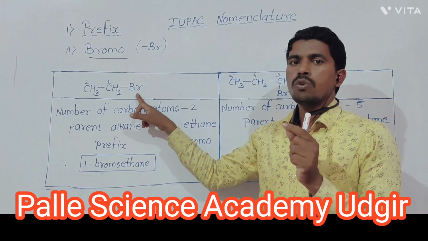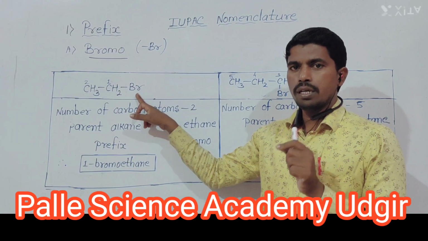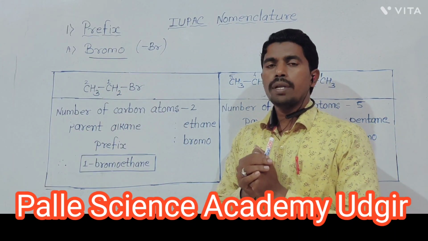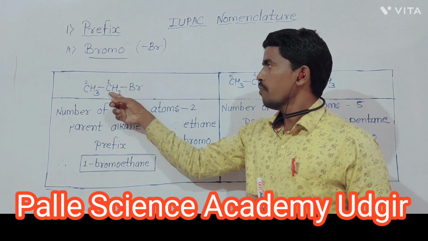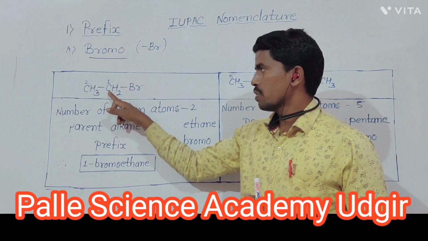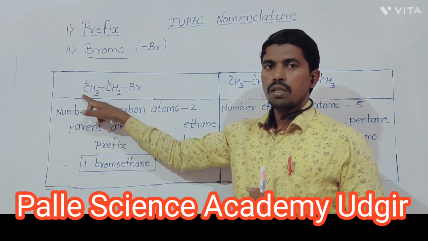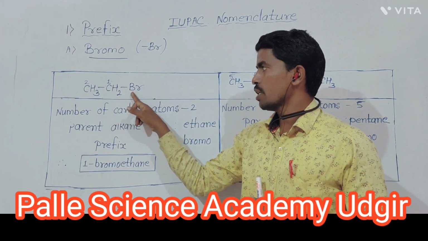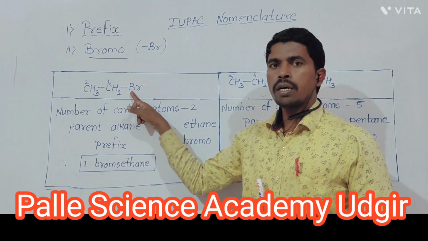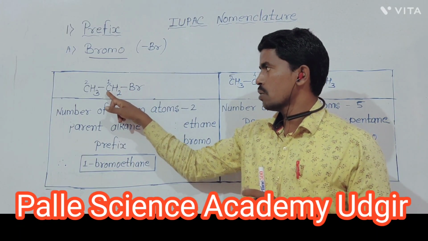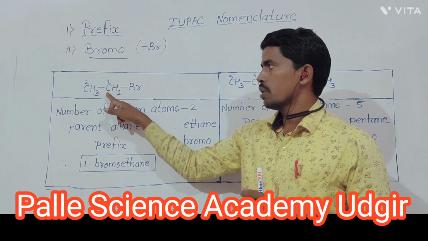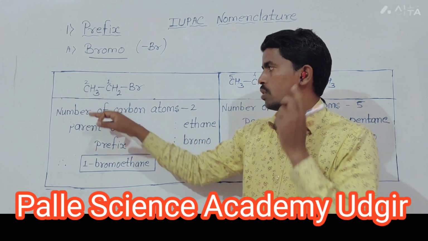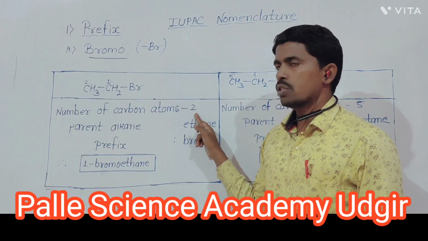CH3CH2Br. The first rule of the IUPAC nomenclature system is to select the longest continuous chain of carbon atoms. Here the number of carbon atoms is 2. Here first CH2, CH3. Then start numbering from the terminal carbon atom which is closest to the substituent. Here Br is a substituent and it is attached to this carbon atom. Therefore, give number 1 to this carbon and 2 here. Therefore, the number of carbon atoms is 2.